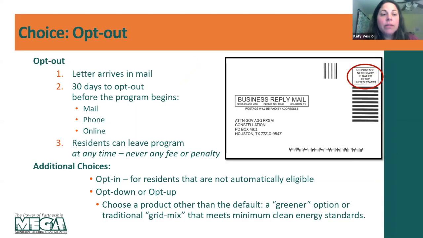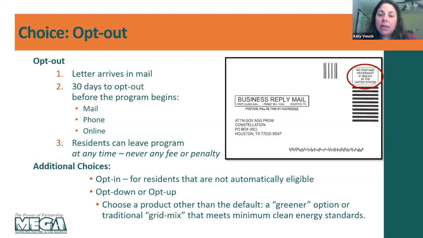Okay, so the opt-out process is a 30-day period. It happens after we provide 60 days of education and outreach. So you'll only get this letter once you've had the opportunity to really learn what the rate is, what the terms and conditions are, what your options are, and decide how you feel about this program. The letter will arrive in the mail. It'll come on municipal letterhead signed by your chief elected official, and it will explain the default offering, and it will also explain what you need to do to either stay in the program or opt out, and how you would do that. You can do that by mail, by phone, or online.